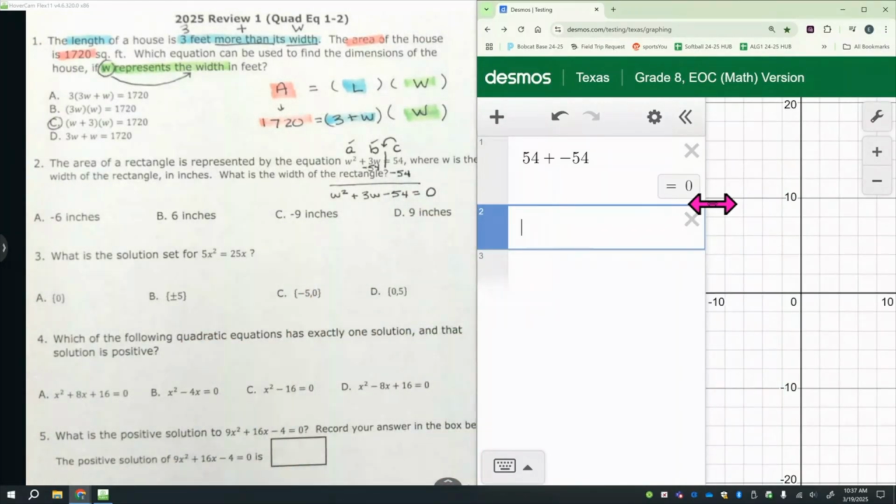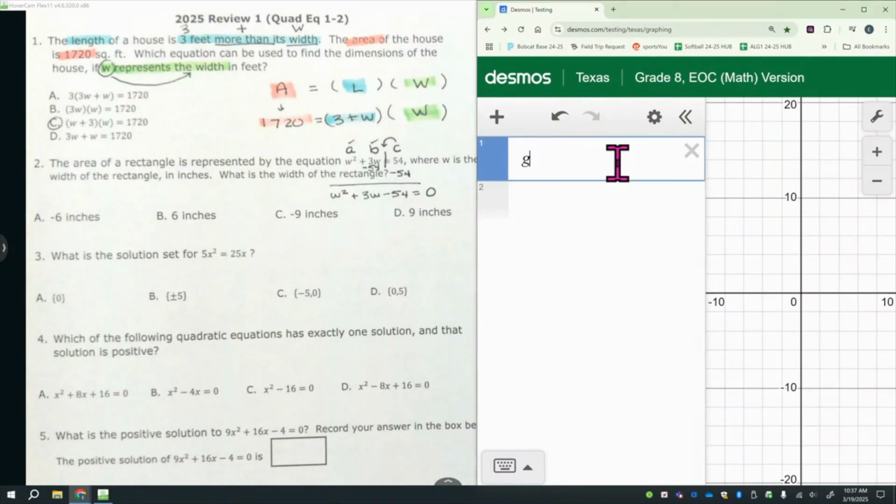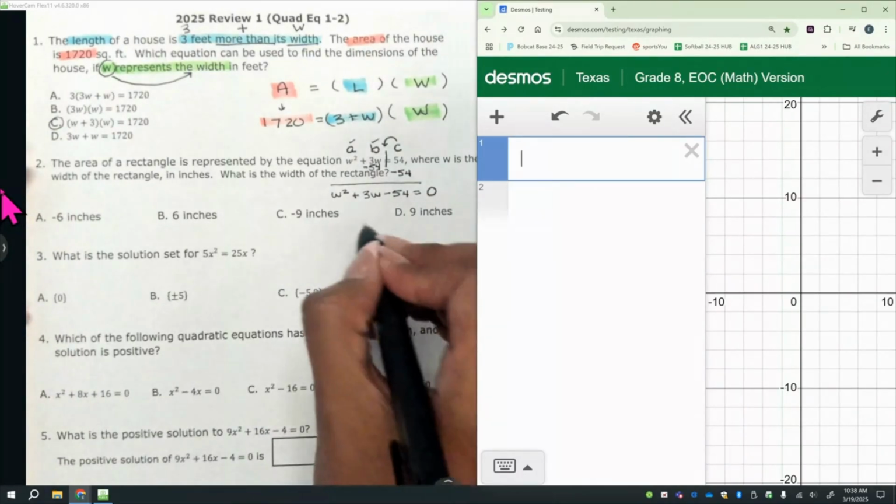So now this is in standard form, and now I can move on to the box. Step 1 of the box is to check for GCF. So when we type in GCF, parentheses, you're going to type in all the numbers. W squared is 1, comma, 3, comma, negative 54. And my GCF is 1. So when I have a GCF of 1, I can move straight into the box. So we're going to do that.